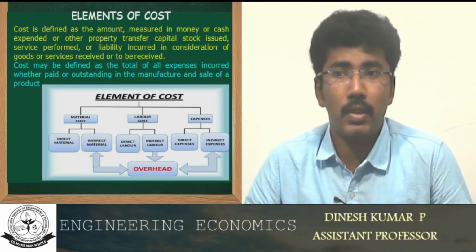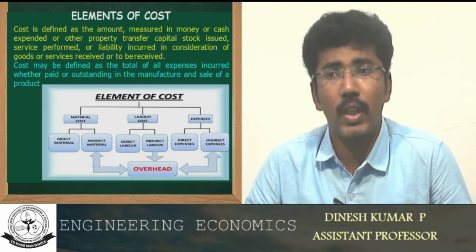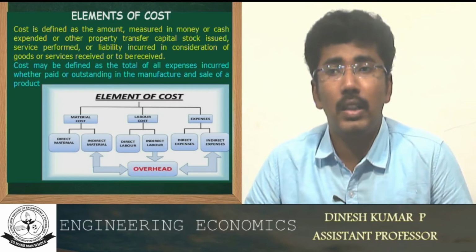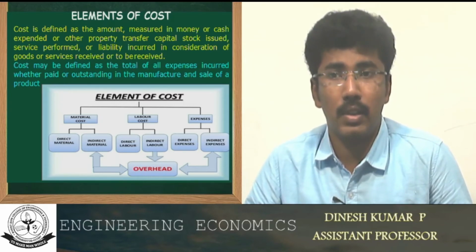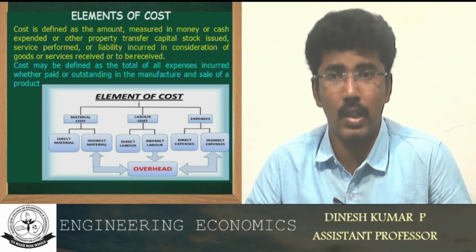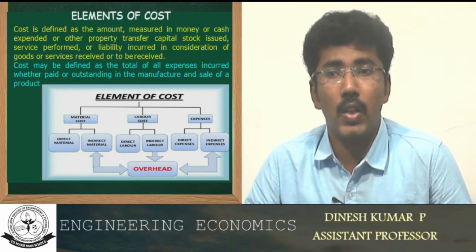office administration labor. Next, the expenses. Expenses are classified into two types: the first is direct expenses, the next is indirect expenses. Direct expenses are expenses other than material and labor that are directly involved in production. Next one is the indirect expenses. All the indirect material cost, indirect labor cost and indirect expenses are also called overheads.